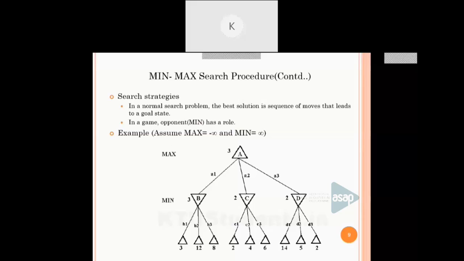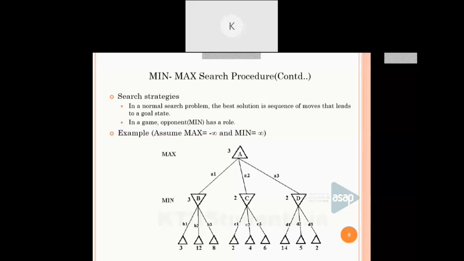So see this example. A is a max node, B, C, D are min nodes, and B1, B2, B3, C1, C2, C3, D1, D2, D3 are again max nodes. This example is taken for only two levels. You can have n number of levels also. For your understanding, I have just taken the example with two levels.